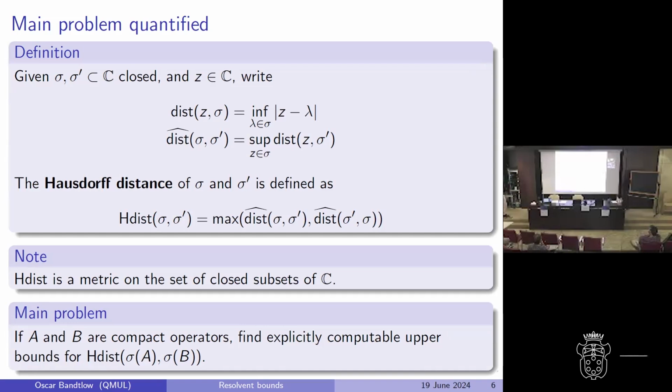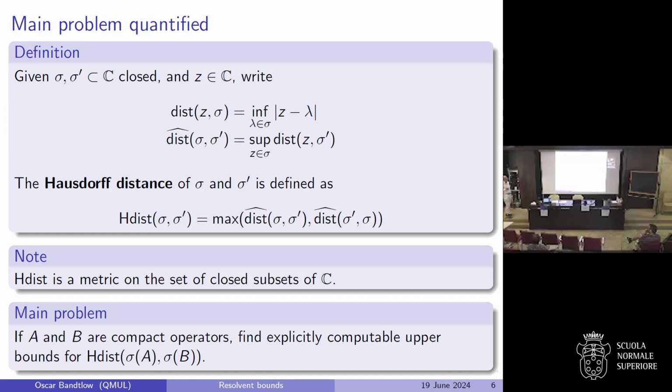You take two closed sets, let's call them sigma and sigma prime, and let's suppose Z is an arbitrary point in the complex plane. Then I use dist(Z, sigma) for the distance of the point Z to the set sigma. This is going to come up later on as well. And then I use dist-hat for the supremum of all the distances from points in sigma to the set sigma prime. And the Hausdorff distance of the two sets sigma and sigma prime is simply the max of the two hatted distances where I swap sigma and sigma prime around. The hatted distance is not symmetric, and for that reason it's not a metric, but the Hausdorff distance is symmetric. It also turns out to be a complete metric on the set of compact subsets of the complex plane.